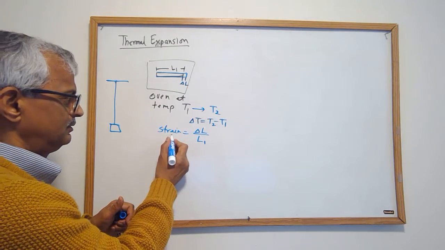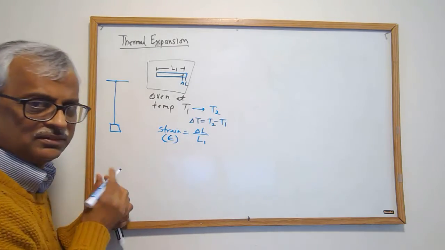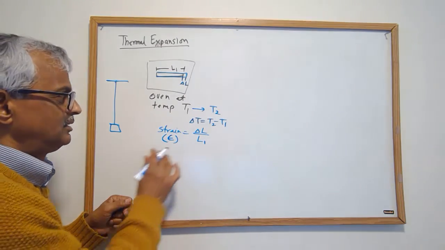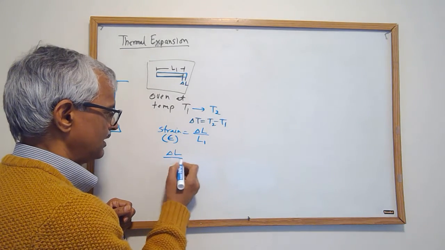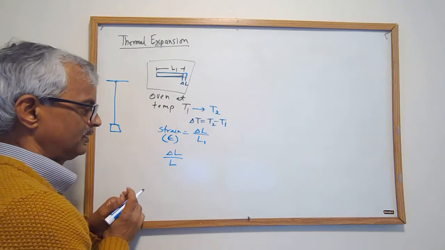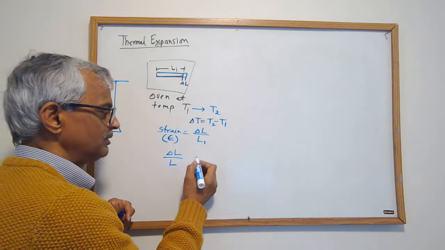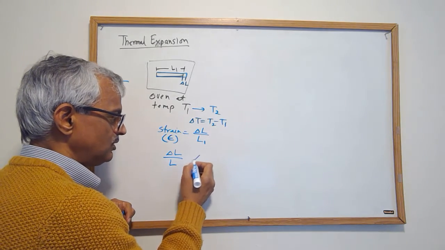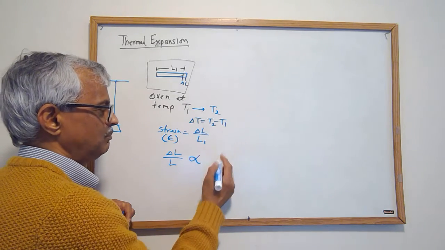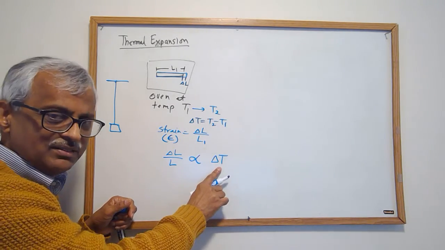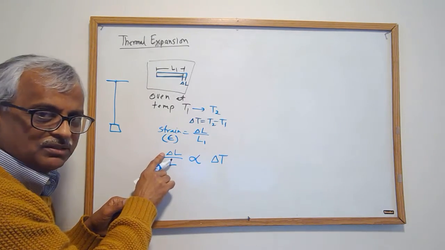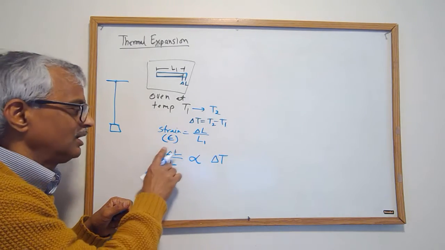So this is strain, which you can write with the symbol epsilon. This strain is delta L over L, where I'm going to drop the one now. This is actually proportional to how much temperature you increased or decreased. If you increase the temperature, this is positive. If you decrease the temperature, it's negative.